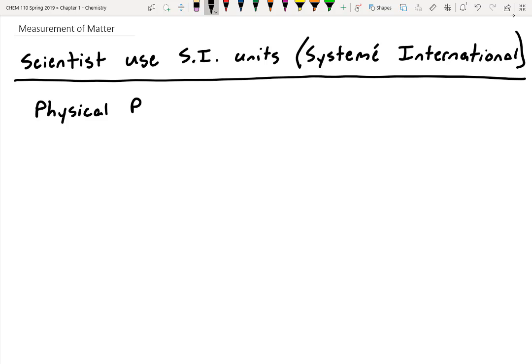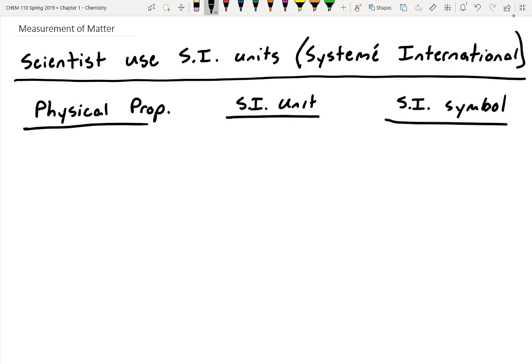So we'll make a list of the physical property along with the corresponding SI unit. And then we'll list the SI symbol. All right. So we've got these 3 classes. We'll first list some physical properties.